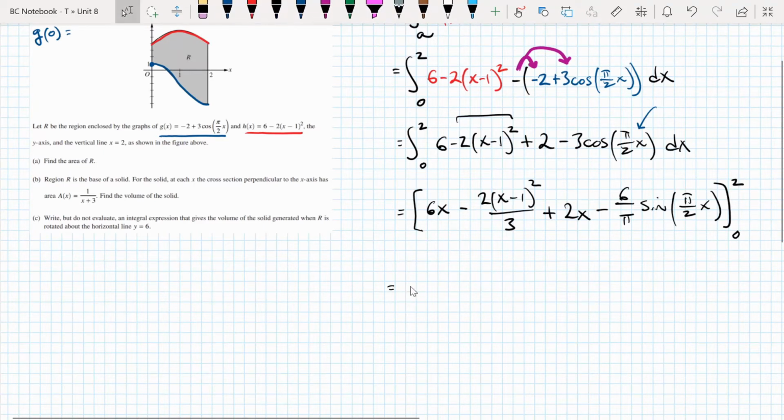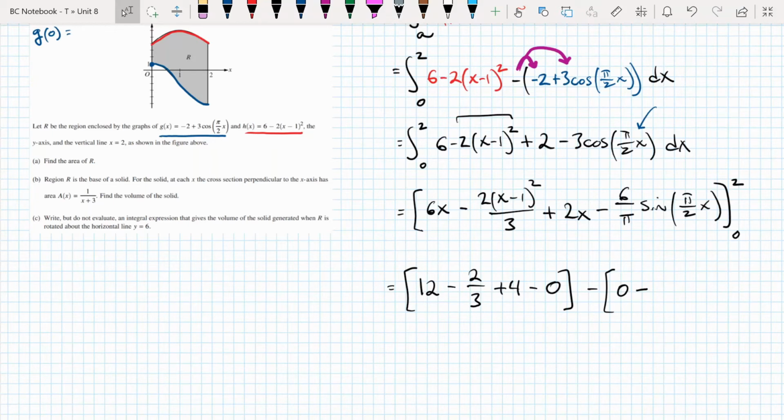All right, now let's plug in 2. So 12 minus, this becomes 2 times 1 over 3 plus 4 minus, well, if we plug in 2 here, we get sine of pi, which is 0, so this whole thing becomes 0. So that is what we get when we plug in 2. Now let's subtract what we get when we plug in 0. So 0 minus, well, if I plug in a 0 here, this should be a cube too, sorry. If I plug in a 0 here, I get negative 1 cubed, which is negative 1, times a negative in the front. So we end up getting a positive 2/3 here, plus 0, sine of 0 is 0, so minus 0.